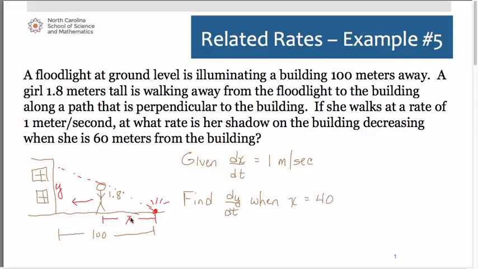So what we're going to do is set up a proportion of the similar triangles. We have a little right triangle here, and then we have the big one around it. Remember, there are lots of different ways to set up similar triangles and proportions. I'm just going to do it as 1.8 to x, so her height to the base of that little triangle, and that's going to be equivalent to y over 100. We'll set it up that way, and we'll do our implicit differentiation from there.